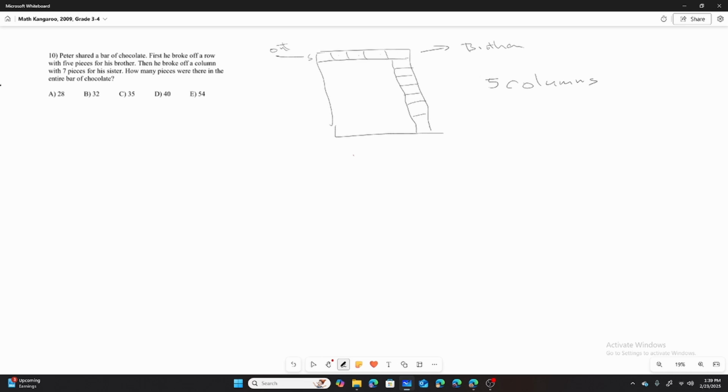How many rows are there? So there's 1, 2, 3, 4, 5, 6, 7, 8. 8 rows. And so the total number of chocolate pieces that compose a chocolate bar is going to be 8 times 5, which is 40. And this would be D.